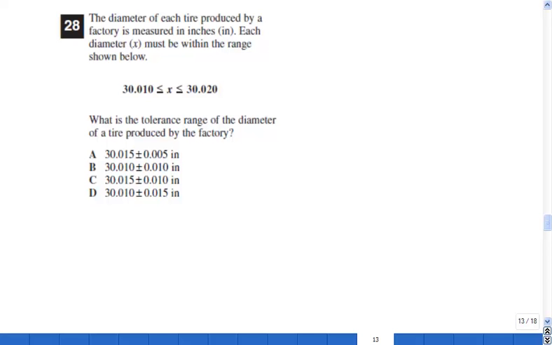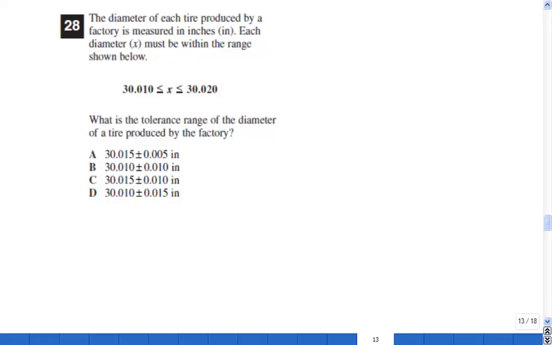What is the problem asking you to find? What is the tolerance range of the diameter of a tire produced by the factory? The problem is also telling you that the diameter of each tire produced by a factory is measured in inches. Each diameter x must be within the range shown below: 30.010 ≤ x ≤ 30.020. What is the tolerance range of the diameter of a tire produced by the factory?